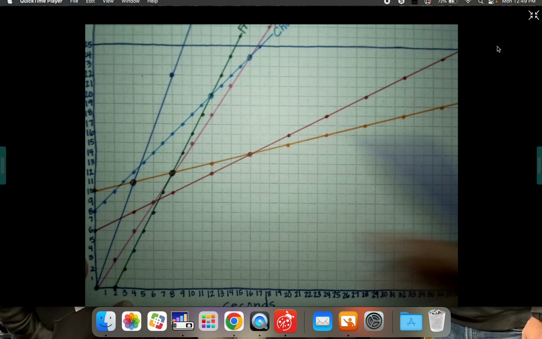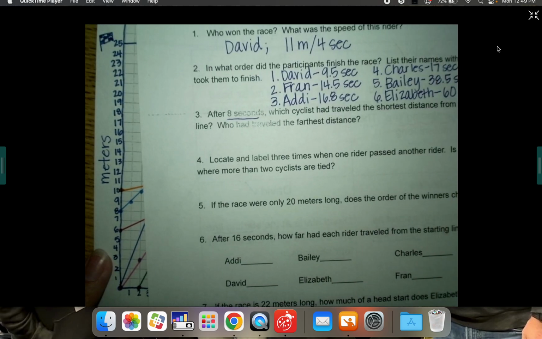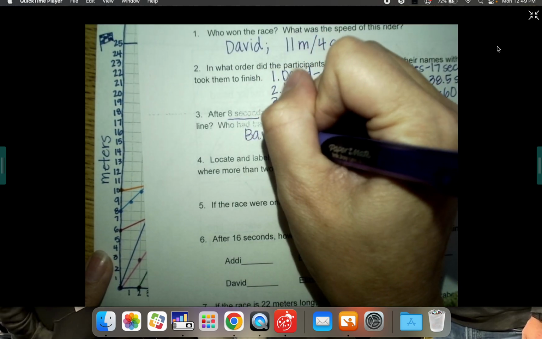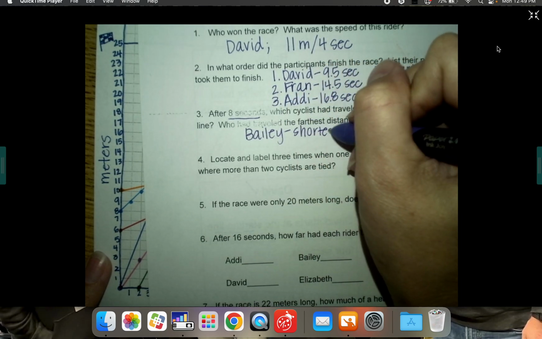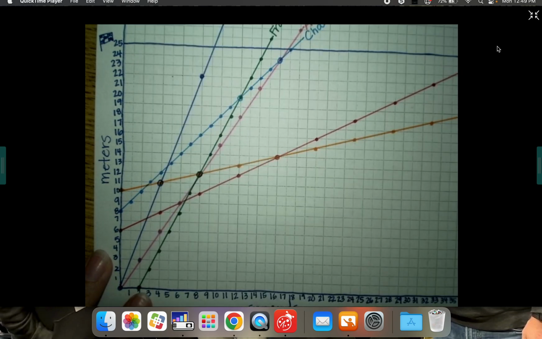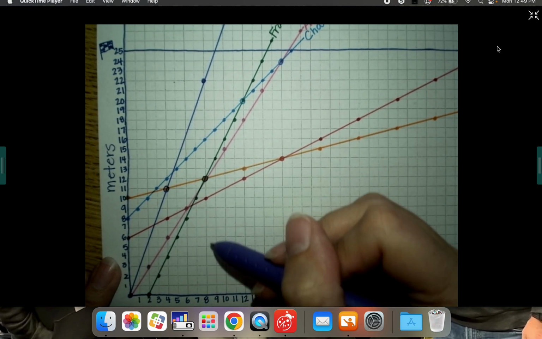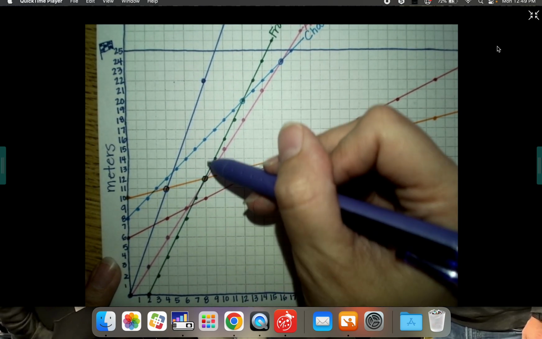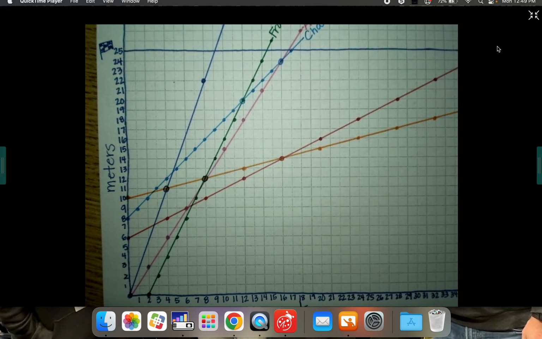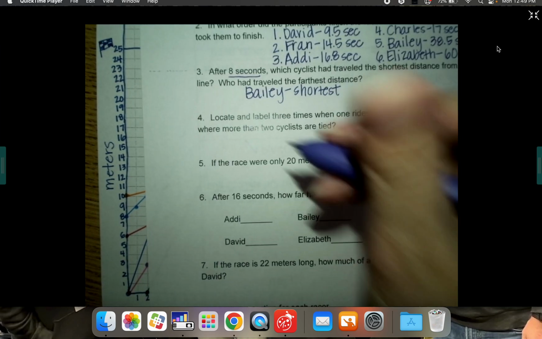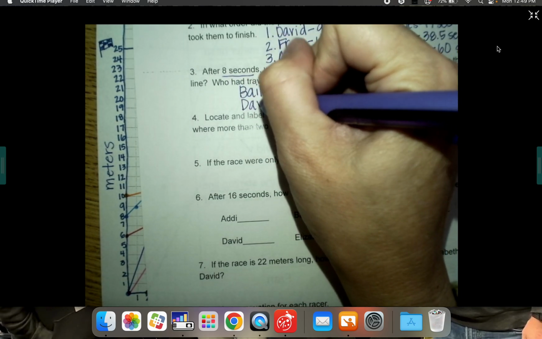So who is the shortest distance? Is that Bailey? Okay, Bailey is the shortest. I'll just put Bailey, dash, shortest. And then who is the farthest? At 8 seconds, if we go up, it first touches Bailey, and if we go all the way closest to the finish line, it is David. So David is the farthest because he is zooming.